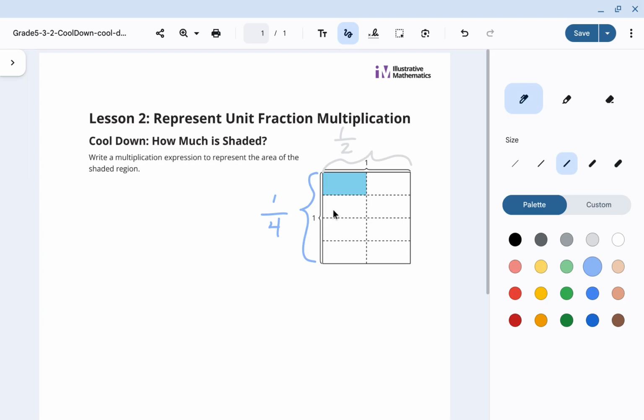Now what I am doing is multiplying together those 2 fractions. So let's give a multiplication expression to model the situation we see in the diagram. I am seeing 1/4 times 1/2. Or I could express it with the commutative property, just switching my factors. I could also say that I see 1/2 times 1/4. And that finishes out this lesson 2 cool down.